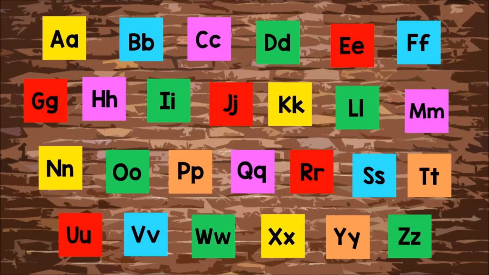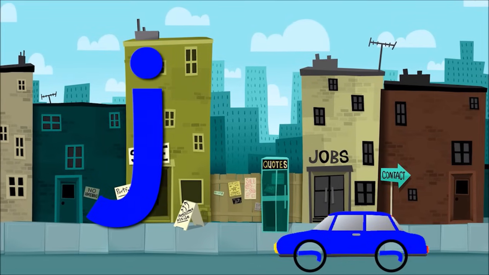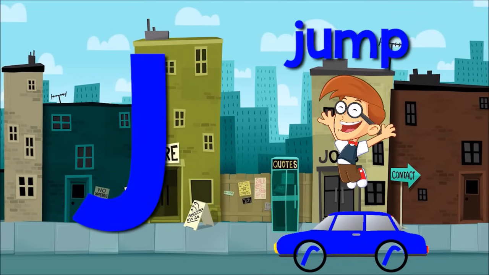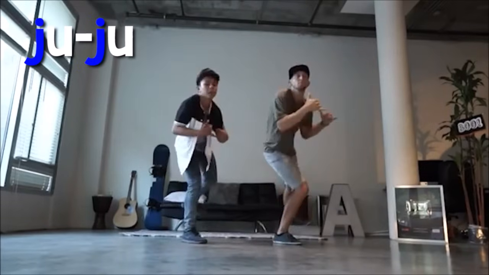Say alphabets and sounds. Okay. This is the letter J. Jump. Do it. Juju. J is for juju.